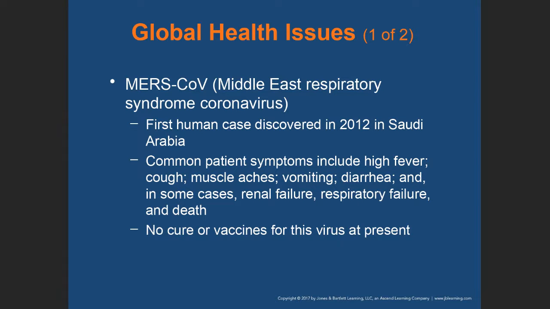Common patient symptoms include high fever, cough, muscle aches, vomiting, diarrhea, and in some cases it can cause renal failure, respiratory failure, and death. No cure or vaccine for this virus at present, right? So from 2012, they knew, okay, this is a unique virus and it could really cause a problem globally. But does it affect my country? It's not affecting my country, so we don't need to put any preparation into place for this. And we're reaping the results of that.